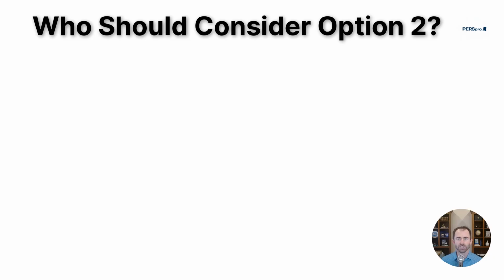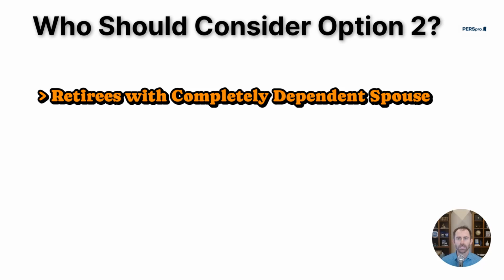So, who should consider Option 2? Here are examples of situations where a retiree should consider Option 2. Retirees with a completely dependent spouse. If your spouse relies on your PERS check to pay the bills and those bills won't change over time, Option 2 ensures their lifestyle doesn't change if you pass away first.